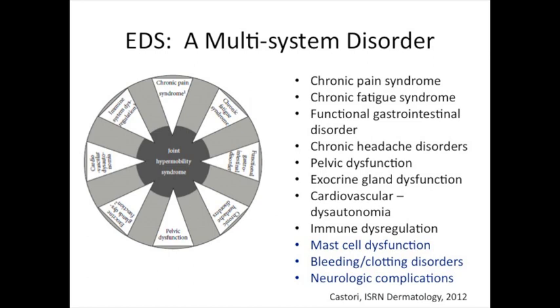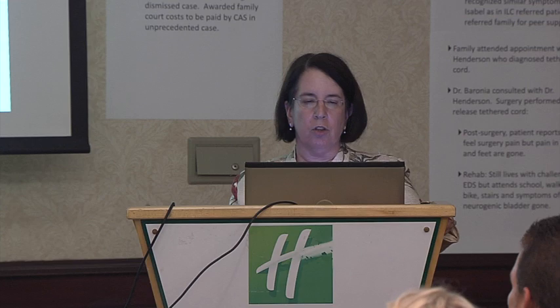And you've also heard about Dr. Castori in this really excellent review that he did in ISRN Dermatology in 2012, really laying out a very good picture of EDS as a multisystem disorder. And he included quite a few phenotypic features. So these black ones are included in Dr. Castori's. I have added these 3 in the blue because he did not address those, and I think we need to think about them in addition as part of the clinical spectrum in Ehlers-Danlos syndrome.